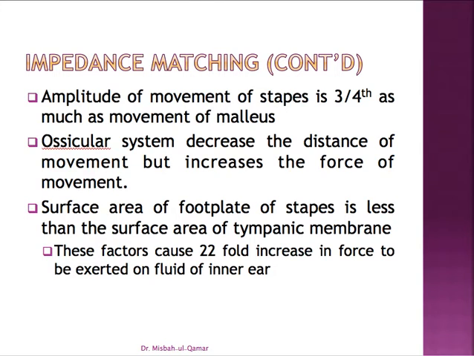And how effective this impedance matching is, that is called the efficiency of this mechanism. This efficiency of the impedance matching, or the impedance efficiency, is around 50 to 75% of perfect for the sound frequencies between 300 to 3000 cycles per second.